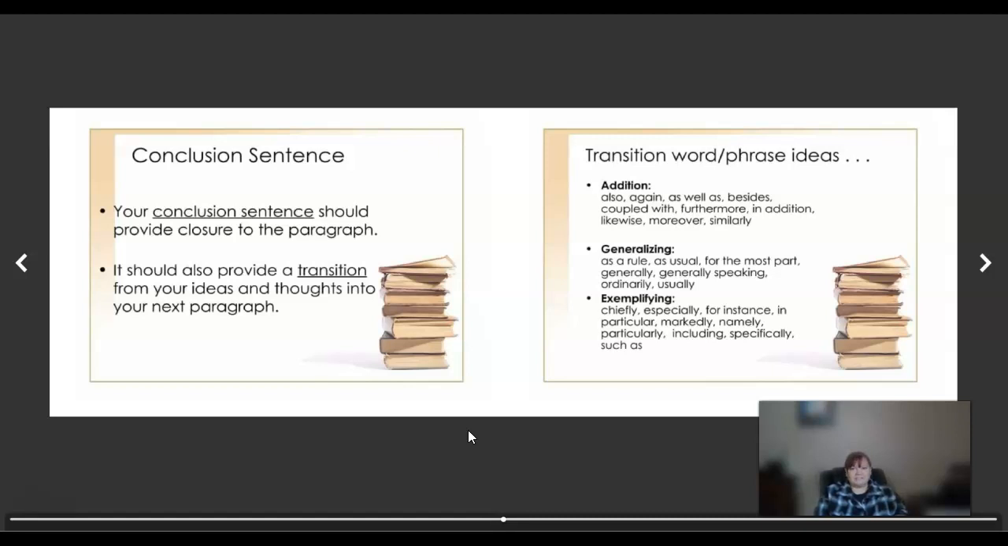These are all using basically a thesaurus and giving you different words for the same thing, because you can do it with generalizing and exemplifying. So generalizing: as a rule, as usual, for the most part, generally speaking, ordinarily, or usually, because we don't like to see the same words over and over again when you're writing, right? You just don't want to be repetitive. So it's good to change up your words. And this is a great example of how you can do that. Okay, so let's look further.